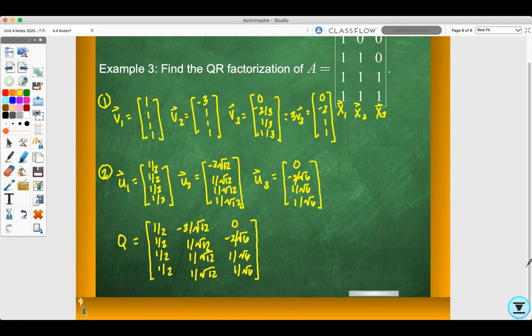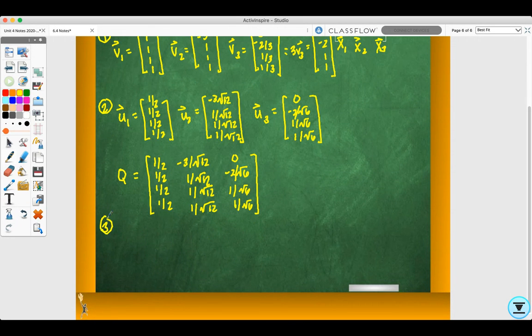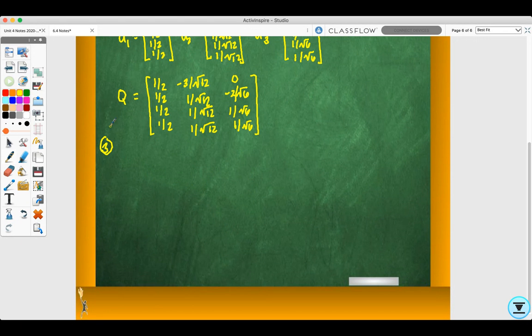And then from theorem 12, A equals QR. To find R, you would take Q transpose Q, because it equals I, because the columns are orthonormal. So Q transpose A equals Q transpose QR, which equals IR, which equals R. So the formula we would use for step 3 is R equals Q transpose A.